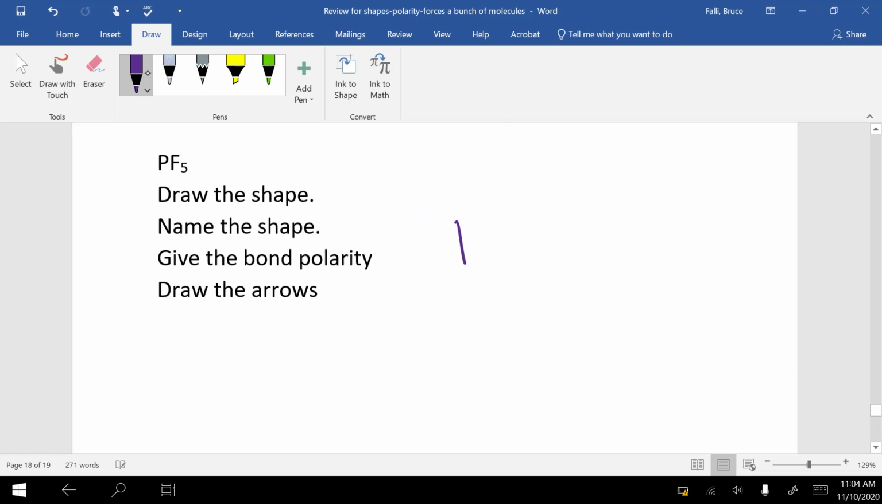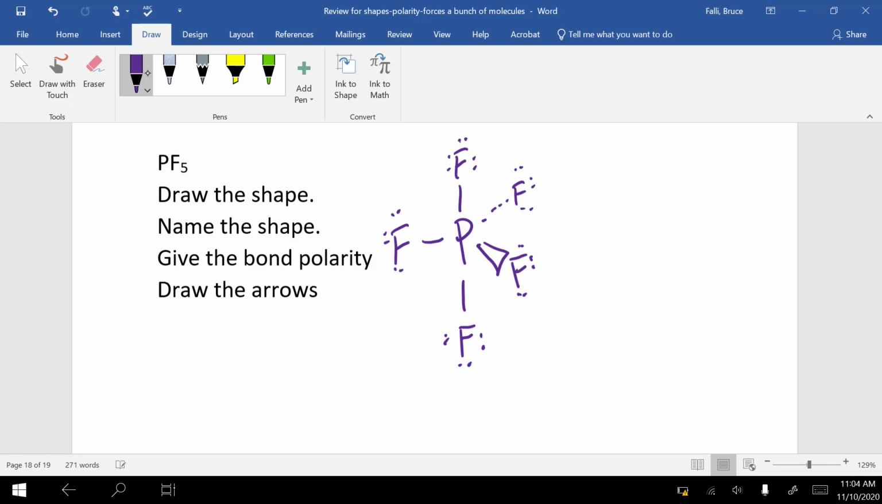PF5. I'm going to draw this one and put my dots around it. I drew right to the 3D shape because you don't want to watch this anymore. And I hope you're skipping around through this. So there's PF5, there's the shape. The bond polarity, I'll name the shape, is trigonal pyramidal.